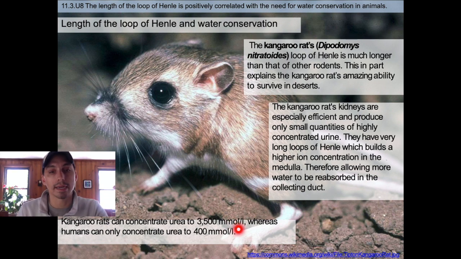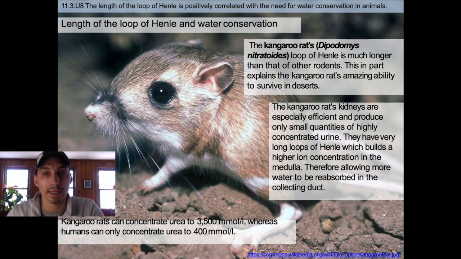Kangaroo rats can concentrate their urine to 3,500 millimoles per liter, whereas humans can only concentrate it to 400 millimoles per liter, so almost 10 times more concentrated, because they need to retain as much water as possible due to the fact that they live in the desert.